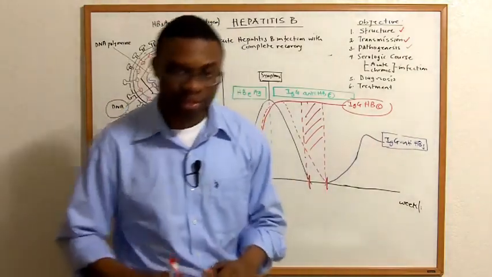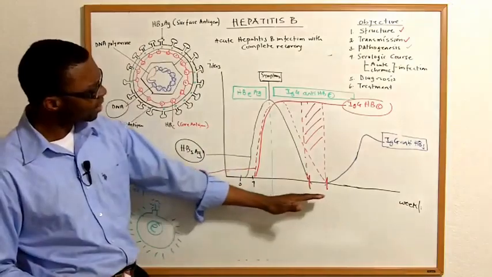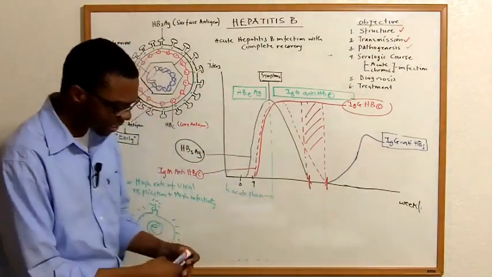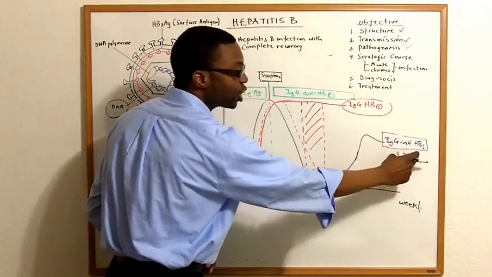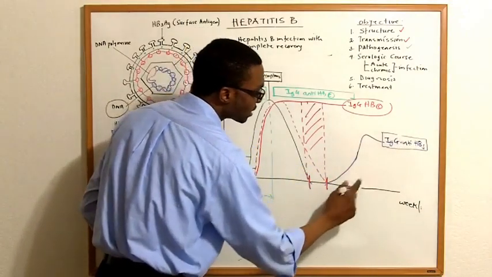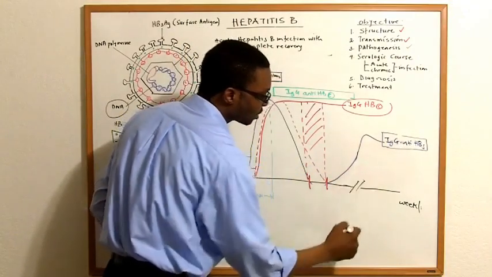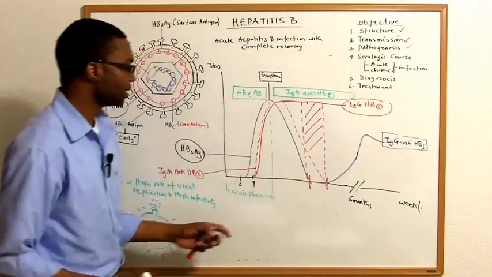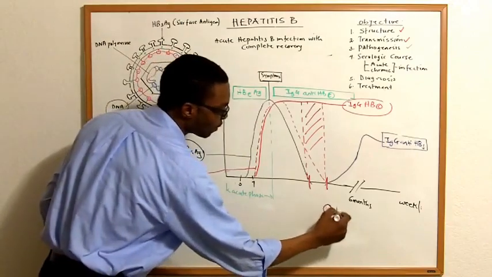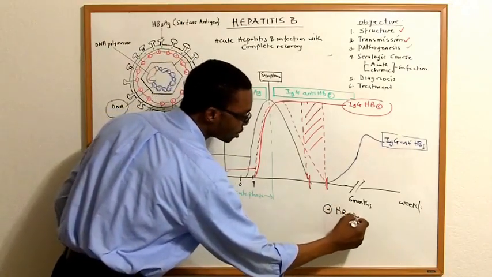So this would be a great time to talk about, wait a minute. Well, after 6 months, somebody makes IgG against the surface antibody and they're cured. What about 6 months later? Let's kind of cut the graph and say 6 months later, they're still positive for the hepatitis B surface antigen.